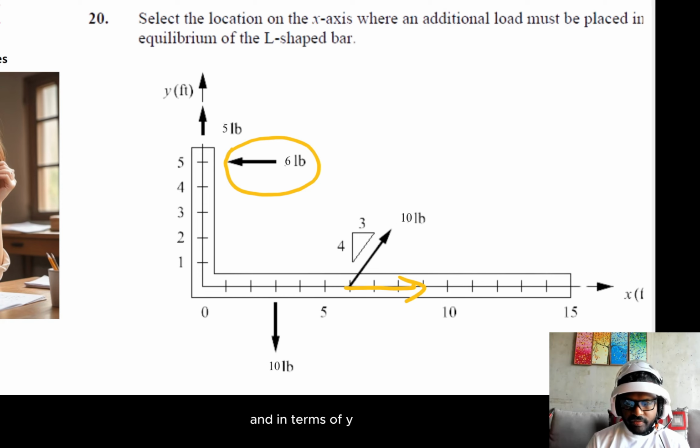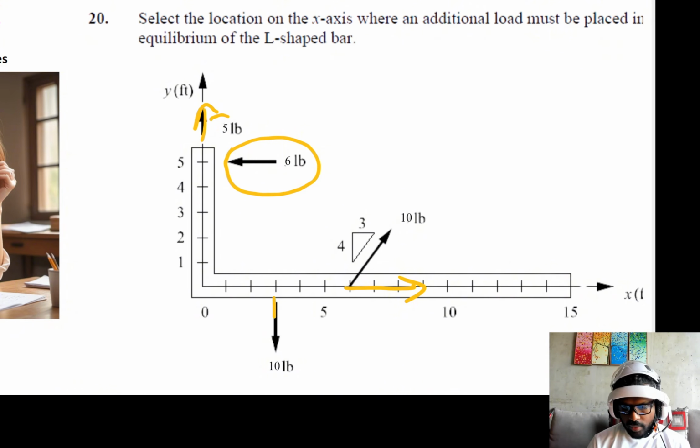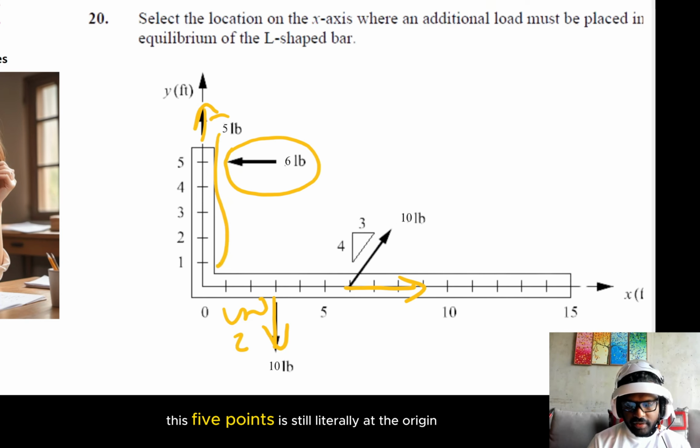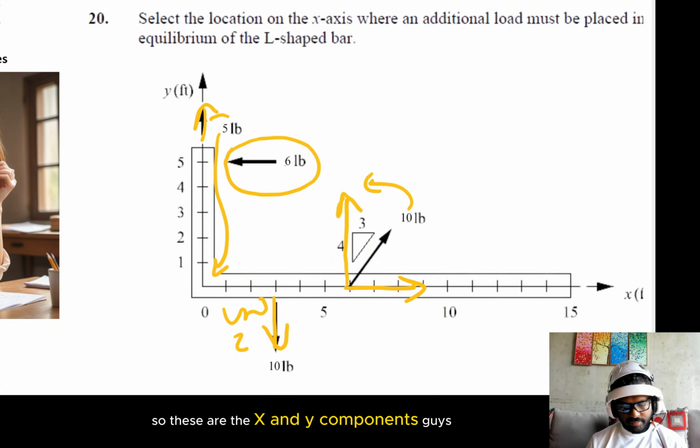And in terms of y, we have this 5 pounds that is going in the y direction. We have this 10 pounds going in the y direction, which is at a distance of 2 from origin. This 5 pounds is literally at the origin. So that is there, and also this 10. The y component of this force will also be in the positive y direction. So these are the x and y components.